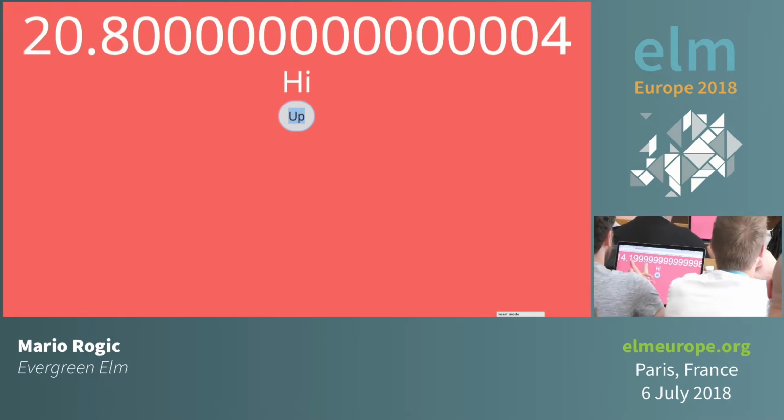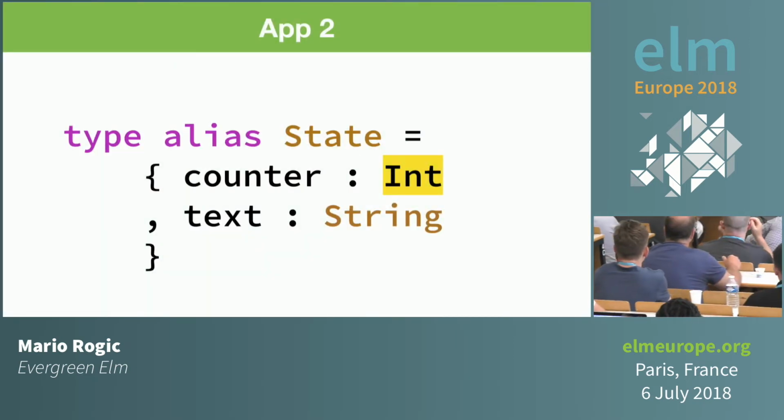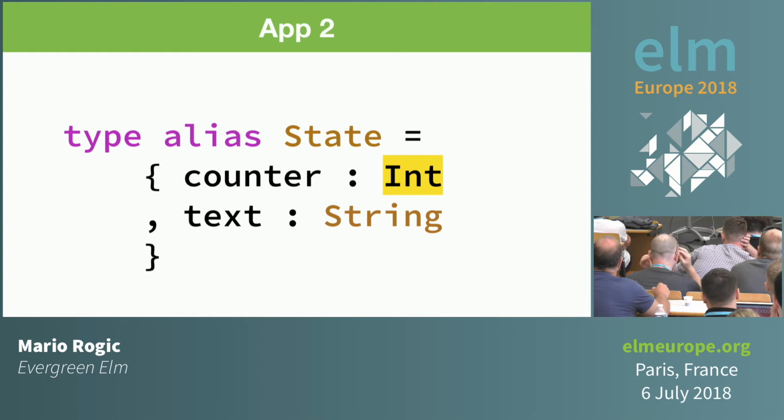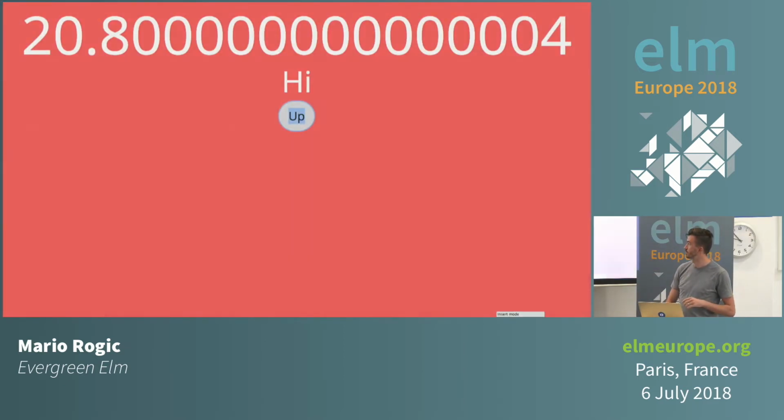Okay, so let's go back and fix this bug. So what we're going to do is we're going to change this to an integer, right? We need to fix this bug in our app, so we're going to go and change our type. The Elm compiler is going to complain. We're going to go through the rest of the app, fix all the bits, right? And so now we have this version of the app, and so let's go and deploy that with any luck.